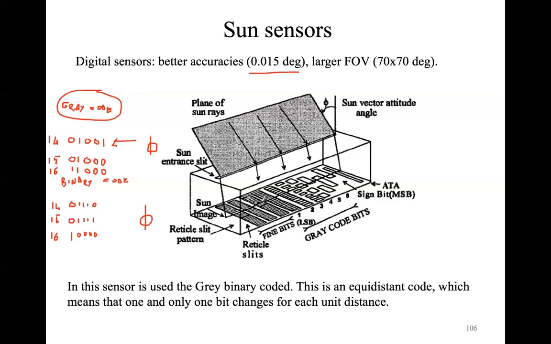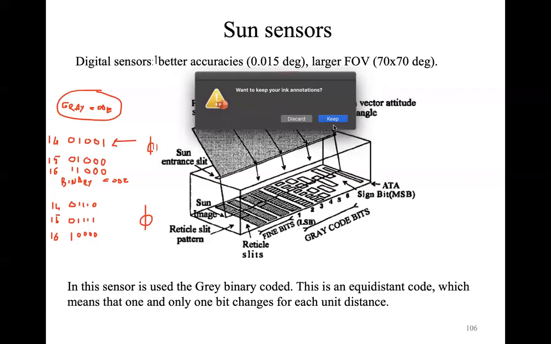So basically, every single column gives you a digit, and the configuration of these columns, so how these digits change because of the orientation of your sun rays, gives you the precision of phi. So with that one, we conclude.